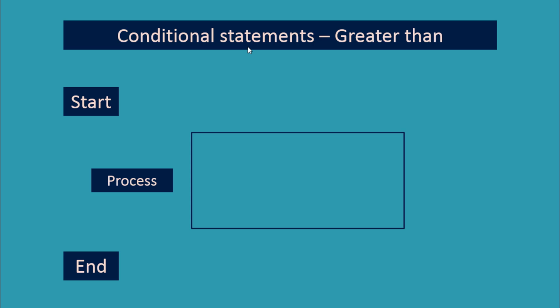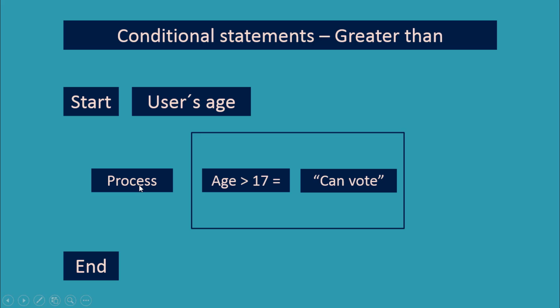Let's start with the first program. In the input data of our program we will have the age of the user. In the process the condition will be carried out. Is the user's age greater than 17? This symbol in the middle means greater than, so the condition would be this. If the user's age is greater than 17, then the program will print that the user can vote. All ages over 17 will be able to vote.